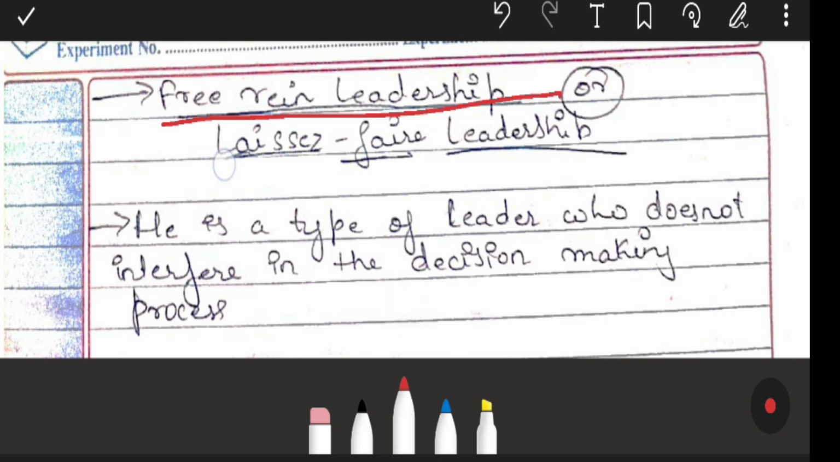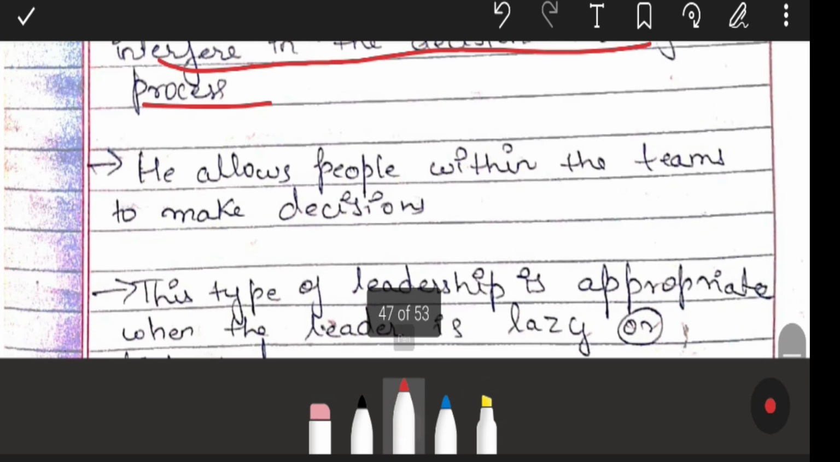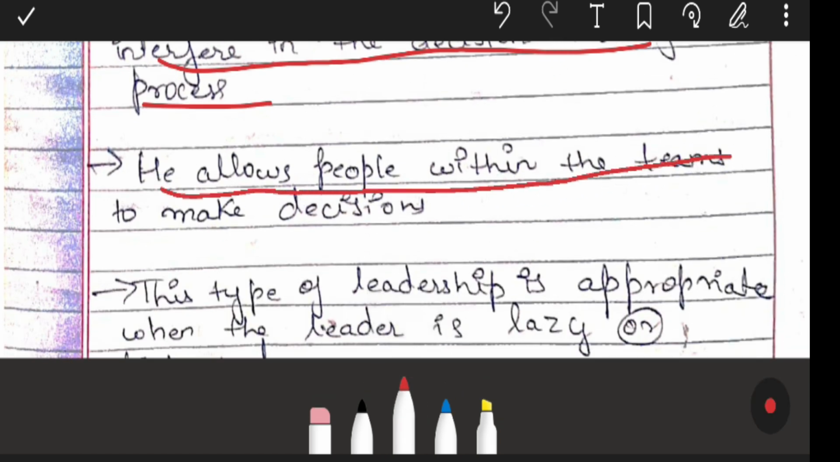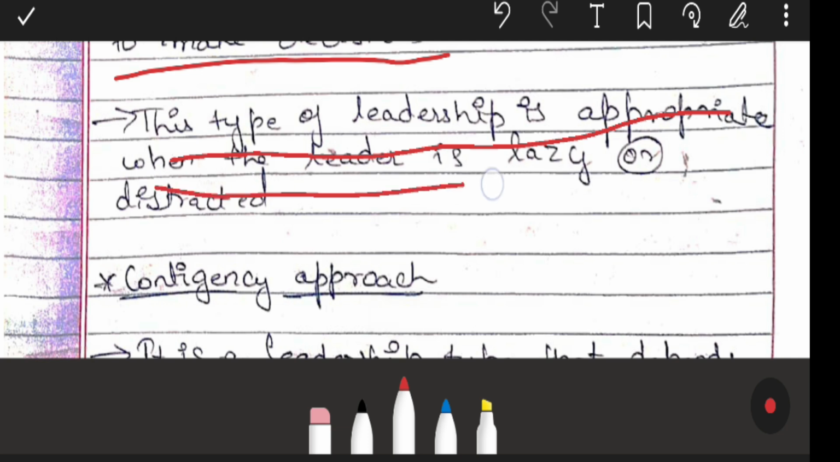Free rein leadership, or laissez-faire leadership. It is a type of leader who does not interfere in the decision making process. He is not concerned with the decision making process. He allows people within the team to make the decision. This type of leadership is appropriate when the leader is lazy or distracted. He allows the team members to make the decision.